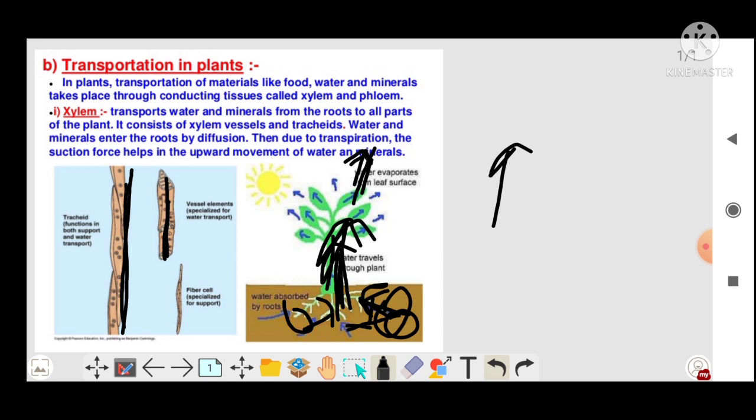Xylem also consists of xylem fiber and xylem parenchyma. All the parts of xylem like tracheids, xylem vessels and xylem fiber are dead tissue, except xylem parenchyma, which is a living part, which is a very important question. Xylem parenchyma is a living part, and all the three parts like tracheids, xylem vessel and xylem fiber are dead parts.